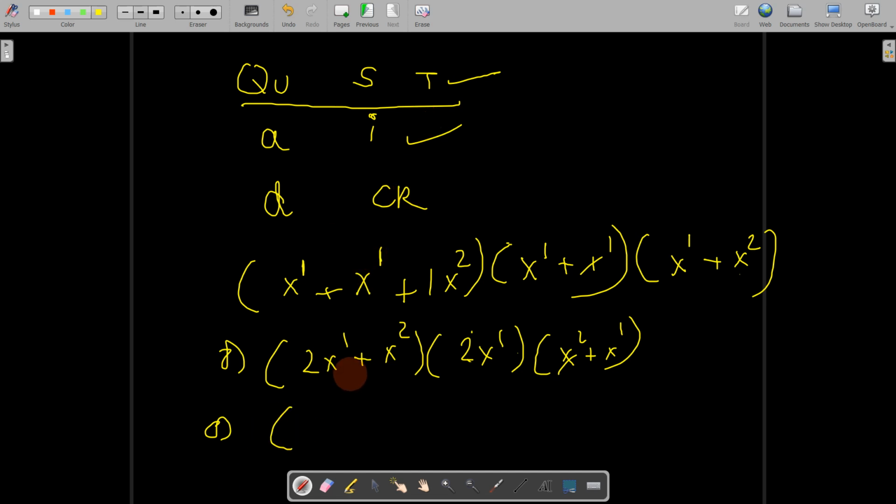So minimum size would be x power 1, x power 1, x power 1. Okay, that's a three-letter word, sorry. So that would be 2 into 2 into 1. So that will be 4x power 1 plus 1 plus 1, 3. This is four ways we can form three-lettered words.